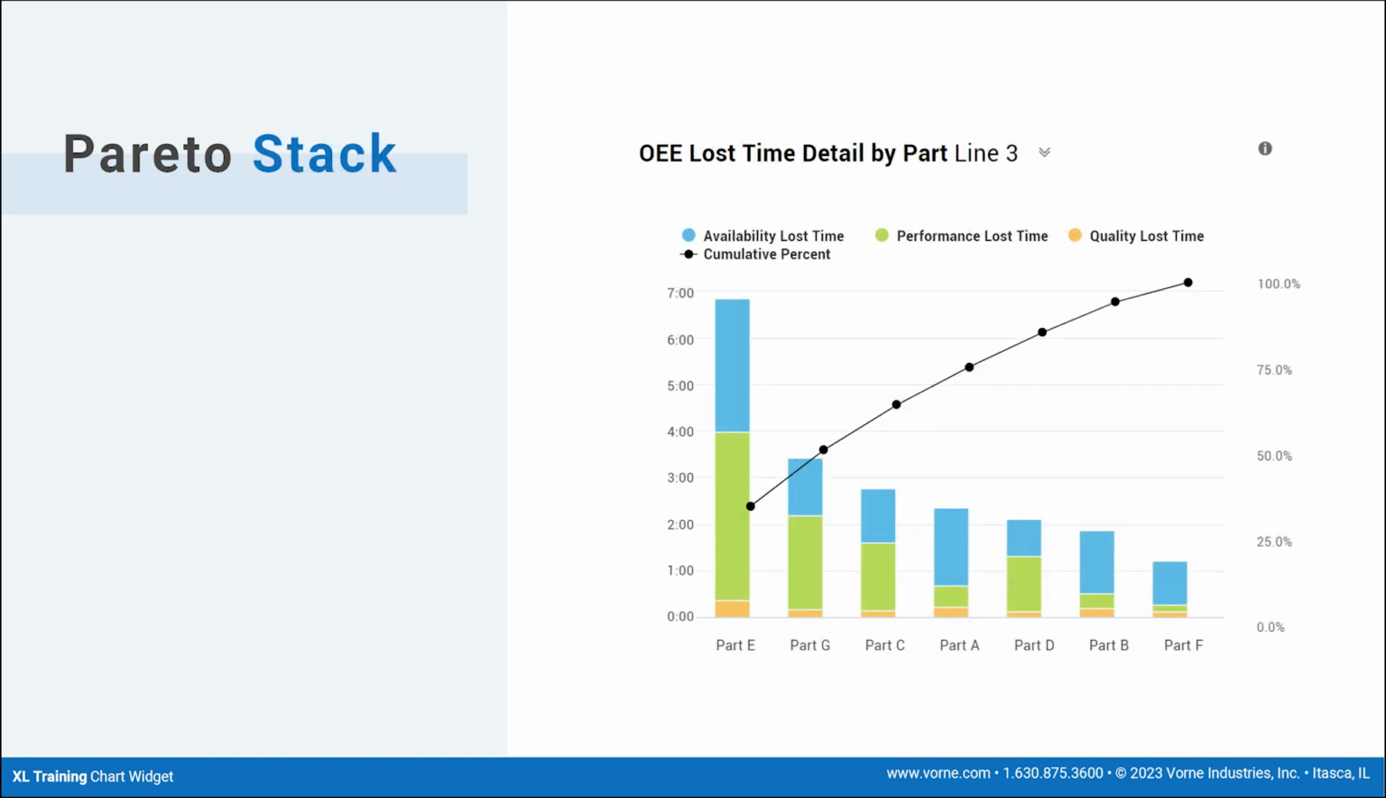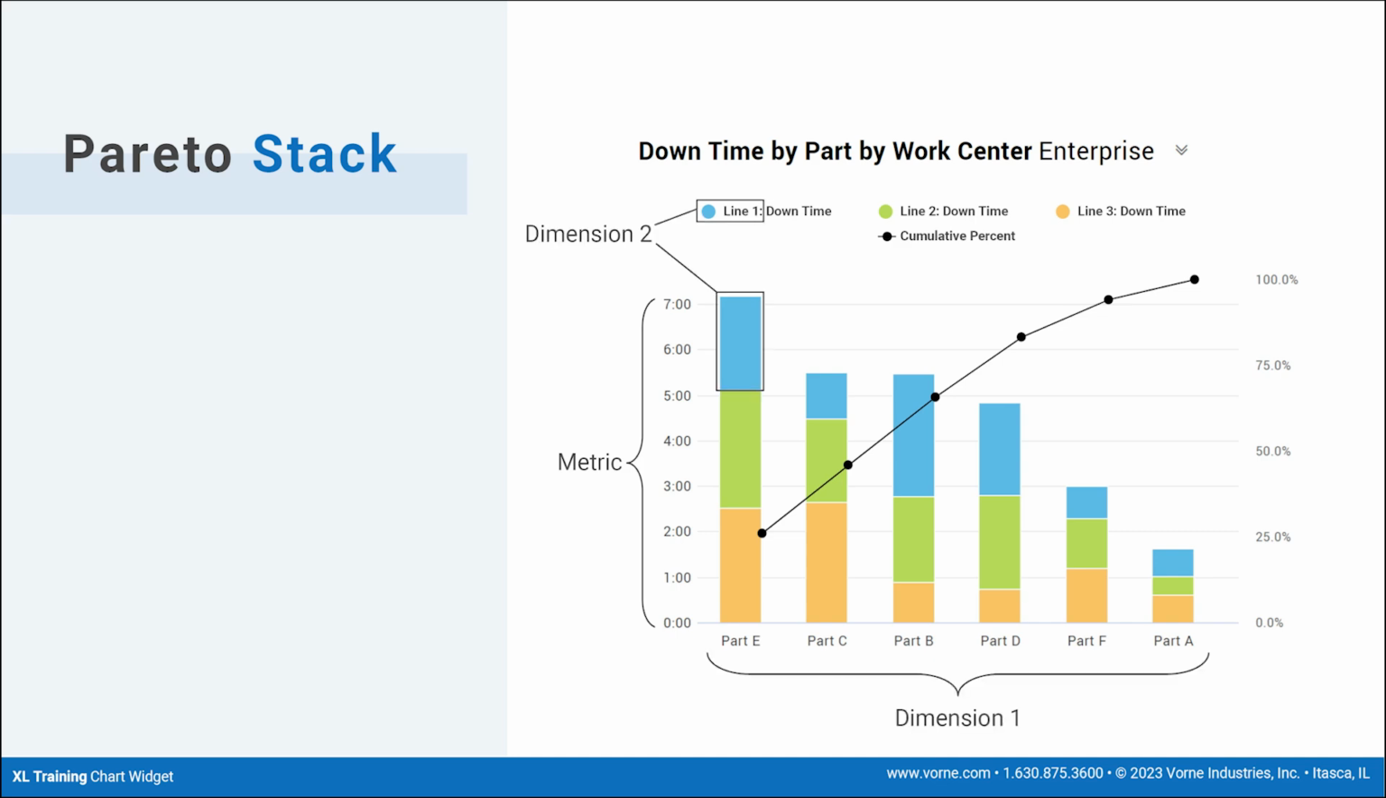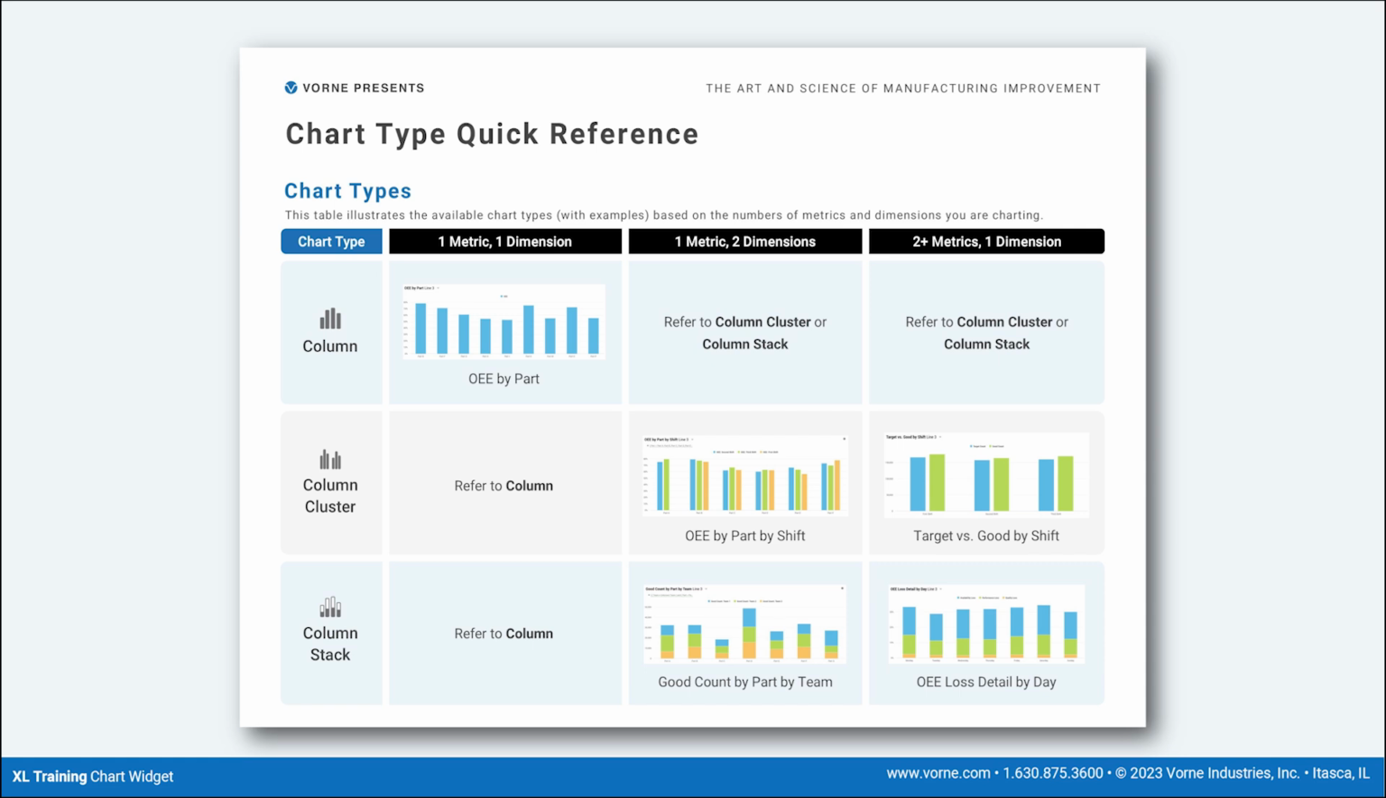Pareto stack charts are a variant of the Pareto chart that show how multiple metrics vary across a single dimension, or how a single metric varies across 2 dimensions. To dive deeper into chart templates, click here to download our chart type quick reference.